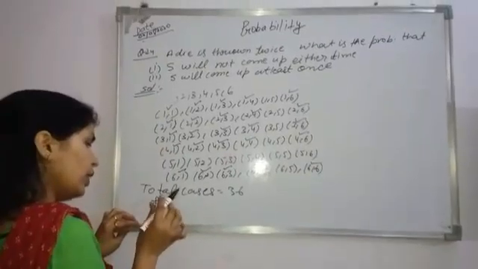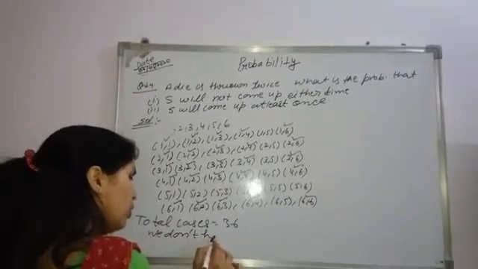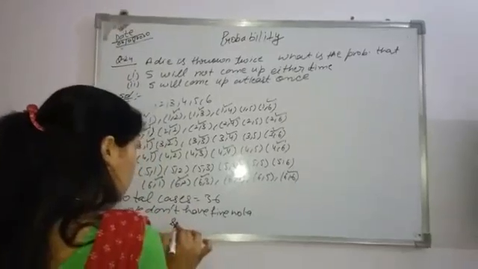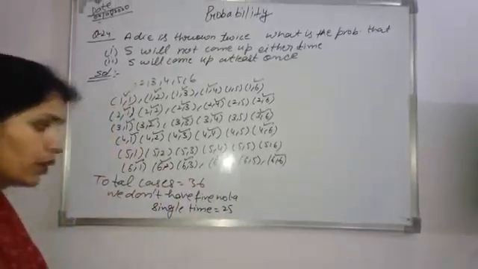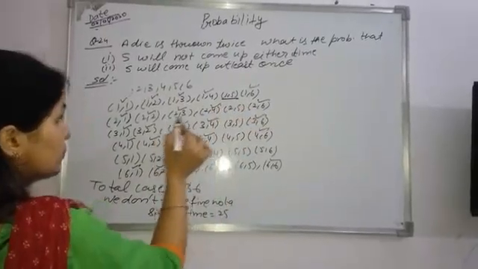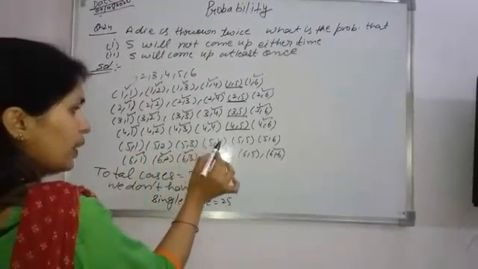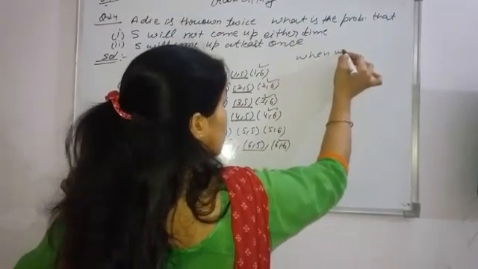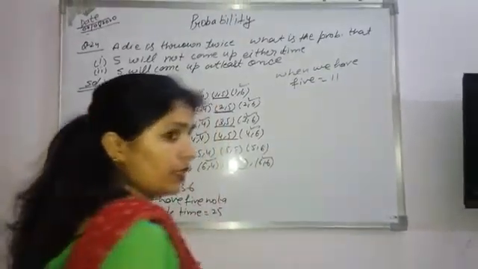So how many cases do we have when we don't have 5 even a single time? It is equal to 25. And the cases where we have 5 are 1, 2, 3, 4, 5, 6, 7, 8, 9, 10 and 11. So when we have 5, it is equal to 11 cases.